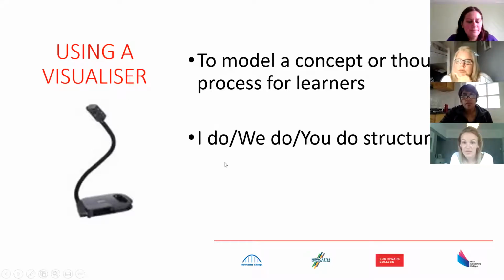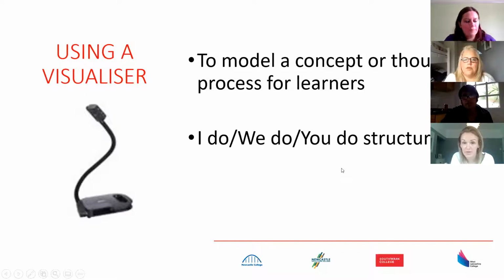I also used it a lot just as a sort of structure to my sessions, where I would do something, then we would do another version together, and then the learners would do one independently, and they got used to that sort of structure in a session, whether it was writing a short response or doing a plan. I've found that once I've embedded that concept, it's worked well for my adult learners.